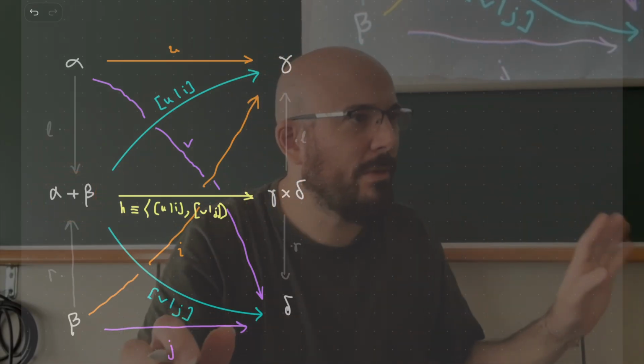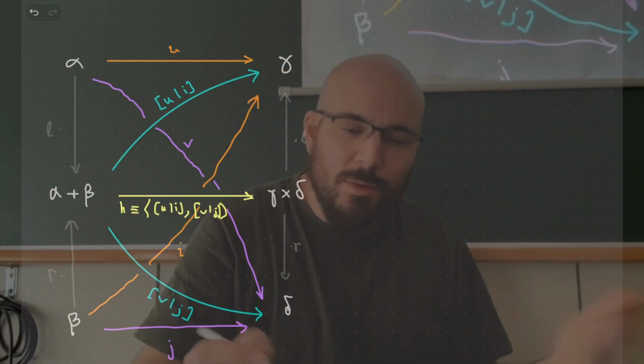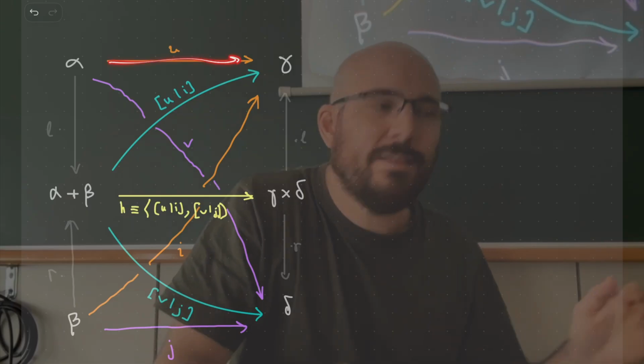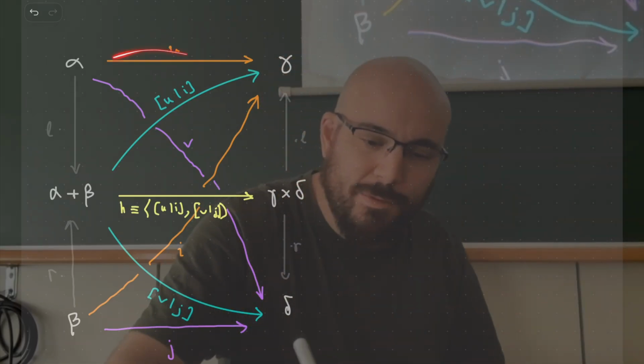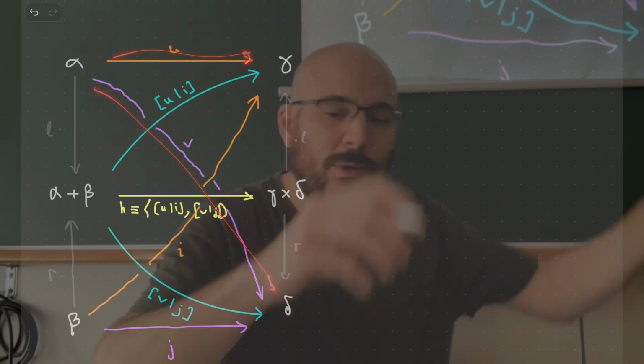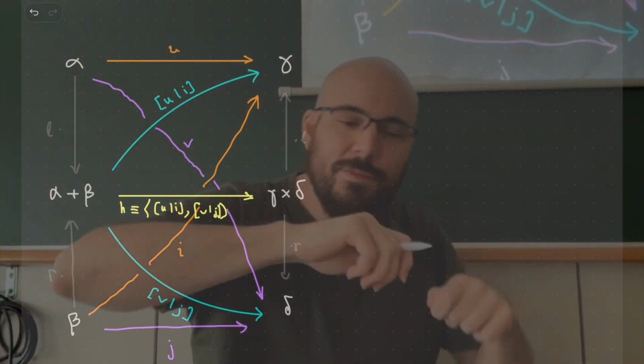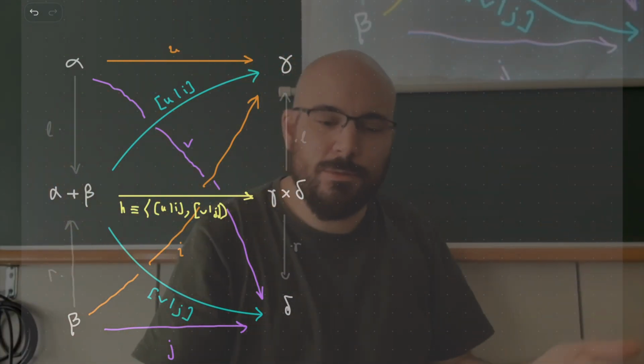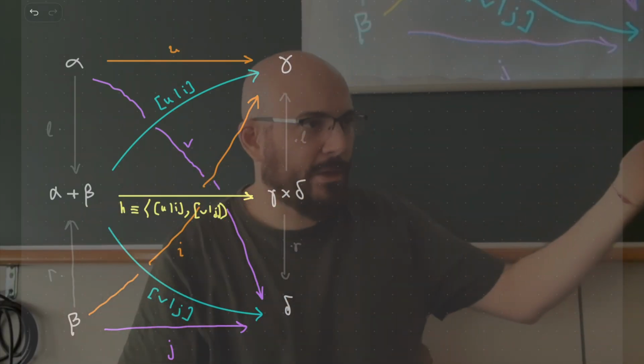You still have to solve them. I'm not saying that they are guaranteed, but it's much easier to define these little simple functions. If you can define functions from alpha to gamma and alpha to delta, beta to gamma and beta to delta, you get this thing for free from this construction.